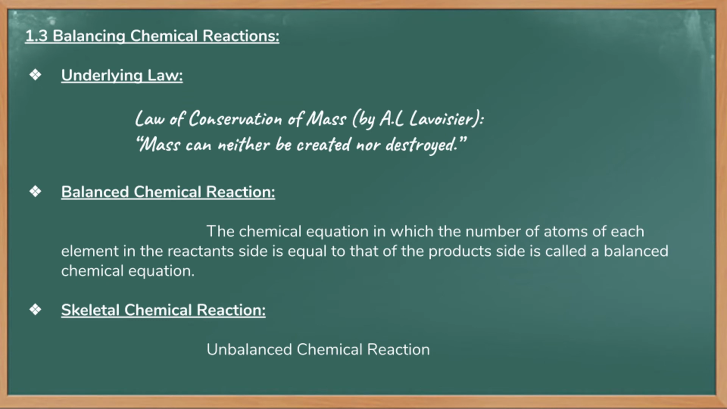Now you have known about chemical reactions, so we shall proceed to balancing chemical equations. The law that governs this balancing is the law of conservation of mass, postulated by Antoine Lavoisier. The law states that mass can neither be created nor destroyed, and it is pretty easy to understand. A balanced chemical equation or reaction is one in which the number of atoms on the reactant side, or the left hand side of the equation, is equal to the number of atoms on the product side, or the right hand side. And a simple chemical equation which is not balanced is called a skeletal equation.